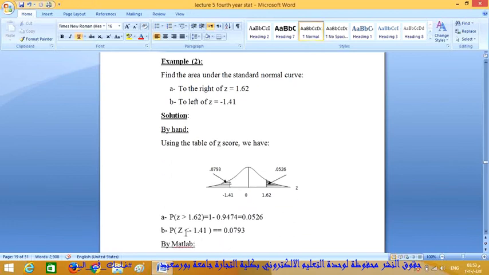So P(Z greater than 1.62), this shaded area, equals 1 minus the area under the curve extracted from the table. And the area to the left of minus 1.41, this area, is extracted directly from the table, when z equals minus 1.4 under the value of 1%.